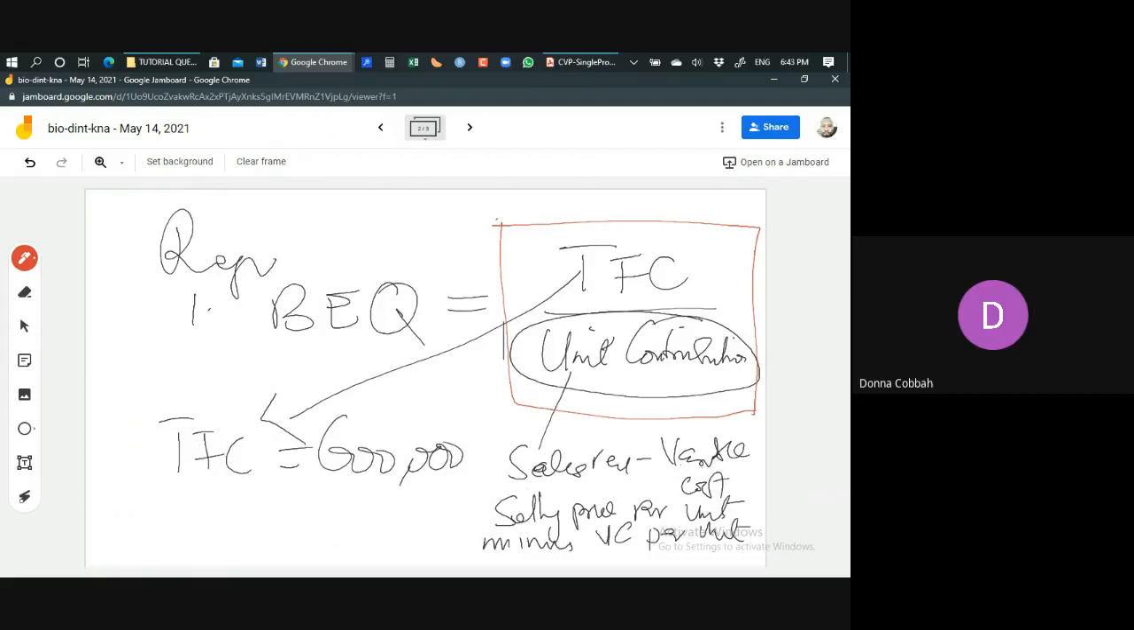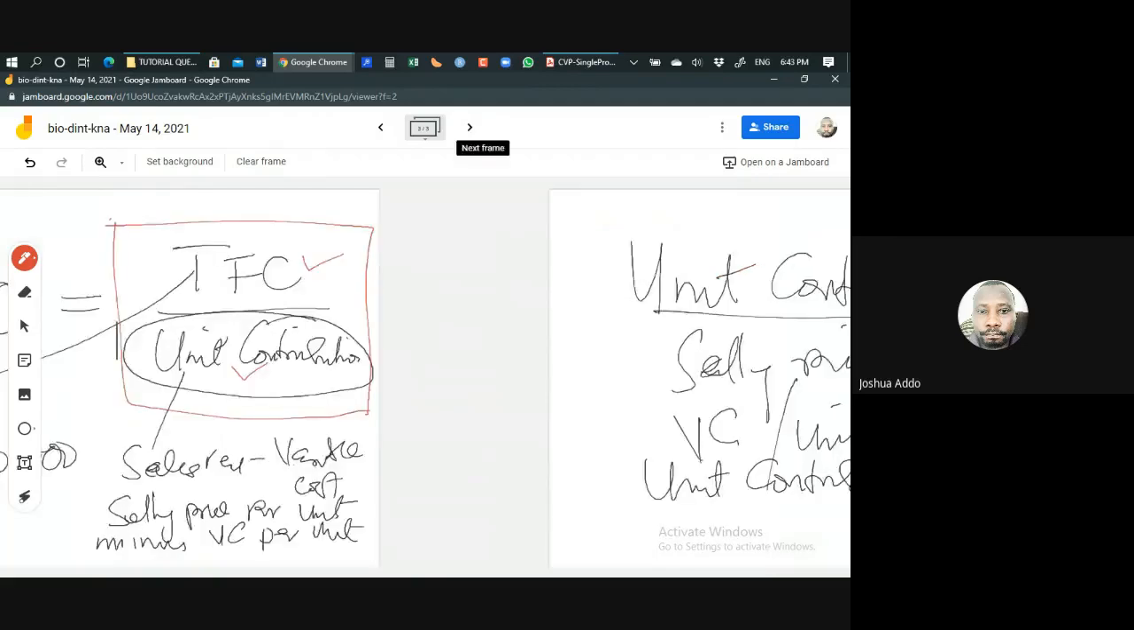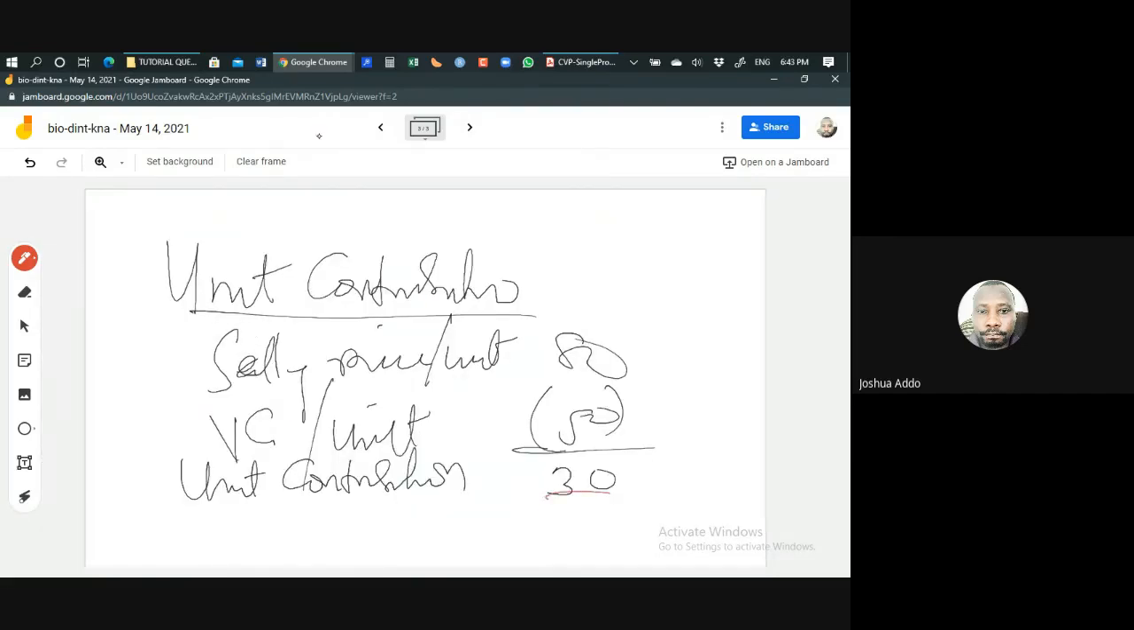Break-even quantity is total fixed cost divided by unit contribution. We have known from the question how to get this. So you can simply calculate your BEQ. This is our unit contribution.